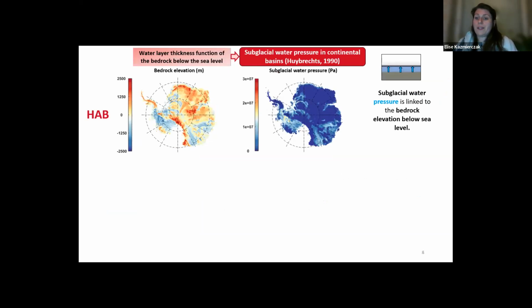The first representation of the subglacial water, the so-called HAB representation, will be easier for you to understand after the results. So HAB, for height above buoyancy, is a water layer between non-deformable hard bed and ice, coupled in the model by its pressure. You can easily see on the figure that the subglacial water pressure is directly linked to the bedrock elevation below sea level.